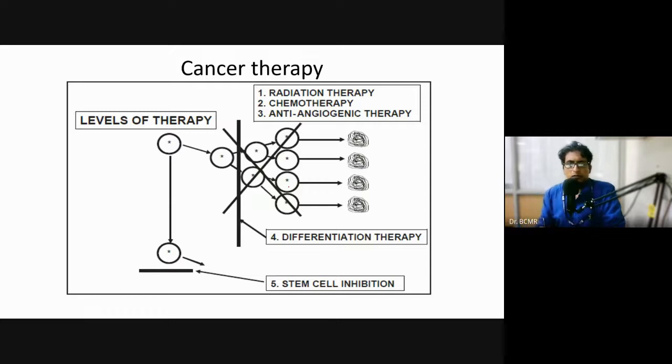Okay, so for cancer therapy, what we choose is, as we said, elimination of cells. And when we talk about the cancer stem cells, how we can approach it is the traditional therapies that we know of: radiation therapy, chemotherapy, anti-angiogenesis, that is trying to prevent the formation of blood vessels so that the tumor does not receive enough oxygen and nutrition, because of which they would die.